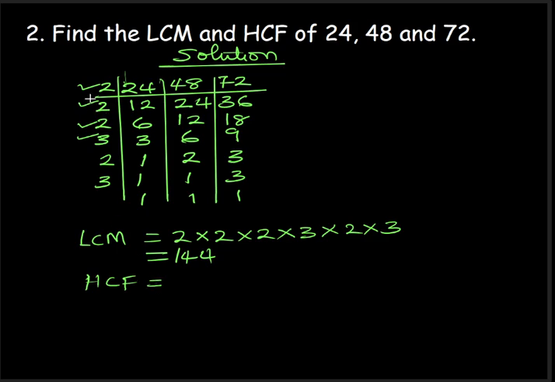And then we are now moving to our HCF, where we use only the ones that have been ticked, the ones that can divide all the numbers. So that will give us 2 times 2 times 2 times 3. 2 times 2, 4. 4 times 2, 8. 8 times 3, that will give us 24.